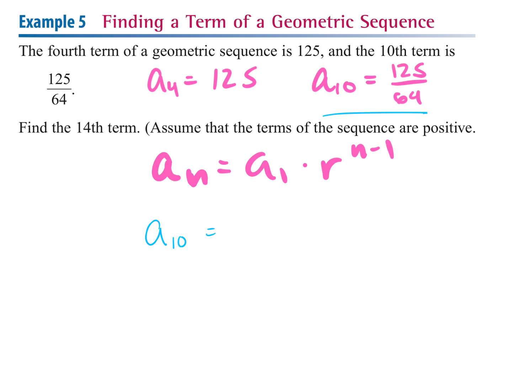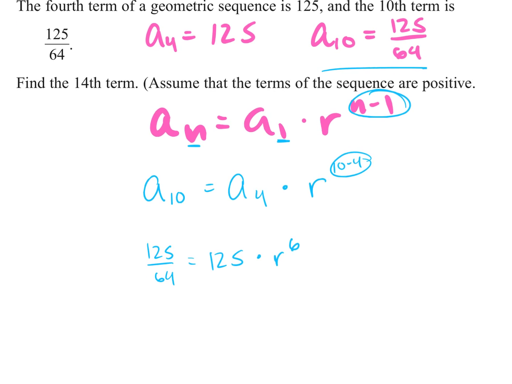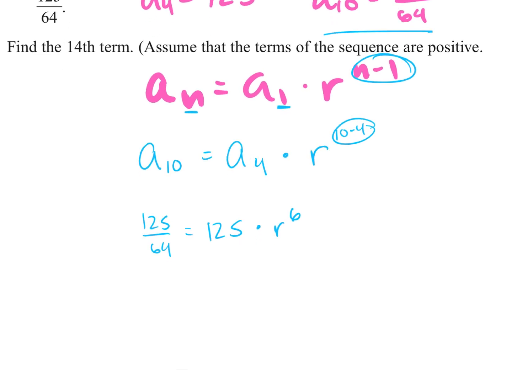So a sub 10 is equal to a sub 4 times r to the power of what? Instead of using n minus 1 as my exponent, what would I be using now? 10 minus 4. So let's plug in what we've got. A sub 10 is 125 over 64. A sub 4 is 125, times r to the power of 10 minus 4, which is 6. Everybody see what I did there? All right, so what am I solving for here?